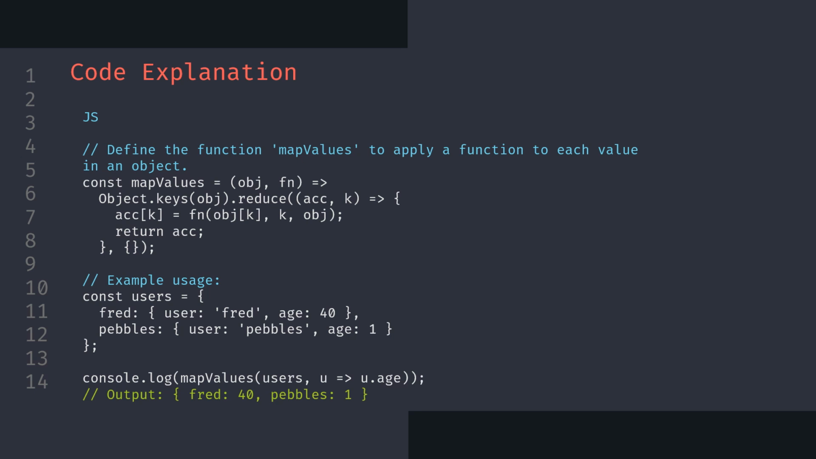This function loops through the object's keys, applies a function to each value, and returns a new object with the transformed values. In our example, we extract the age property from each object.